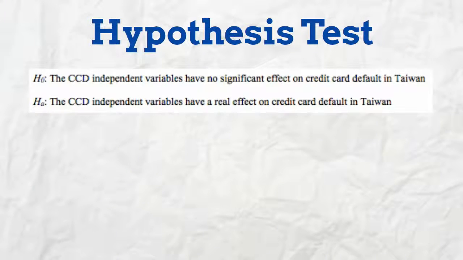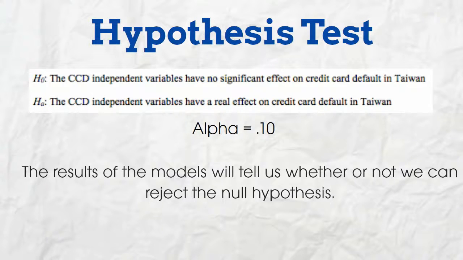Here we have the hypothesis test for the experiment. The null hypothesis is the CCD independent variables have no significant effect on credit card default in Taiwan. The alternative hypothesis is the CCD independent variables have a real effect on credit card default in Taiwan. And I've chosen alpha of 0.10. The results of the models will tell us whether or not we can reject the null hypothesis.